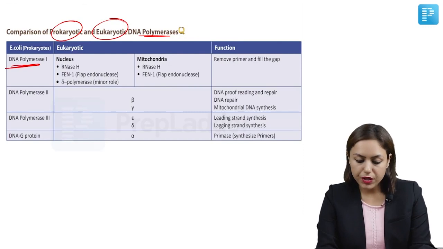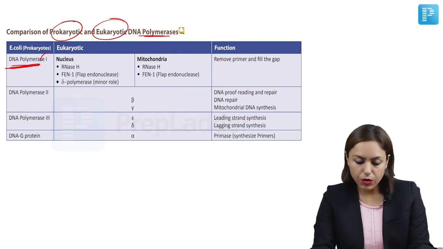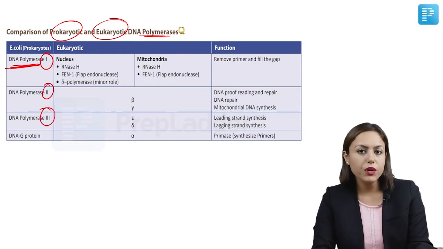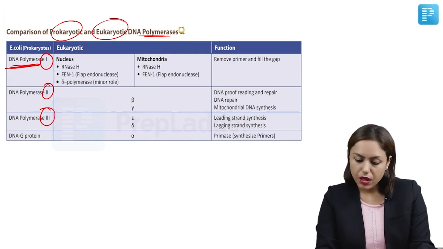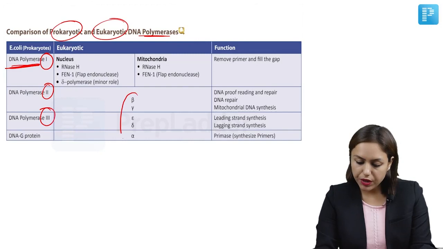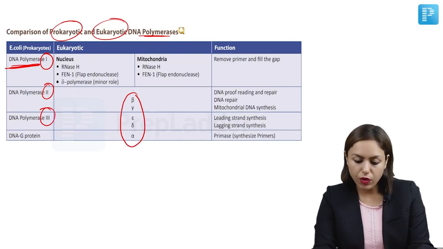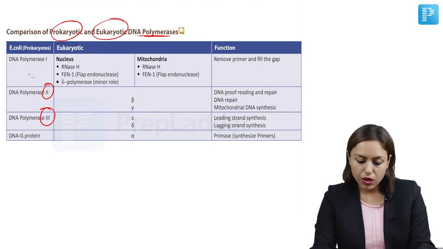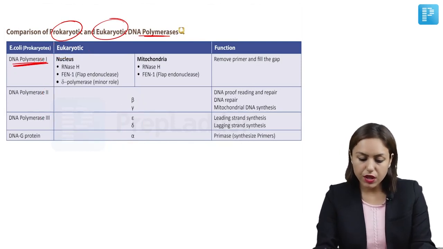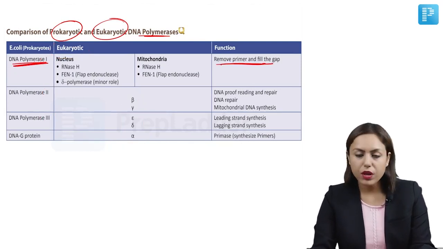First is DNA polymerase 1. So this number terminology, 1, 2, 3, is used for prokaryotic DNA polymerases, and this alpha, beta, gamma, delta terminology is used for eukaryotic DNA polymerases, right? So let's start. The first one is DNA polymerase 1. It removes primer and fills the gap.